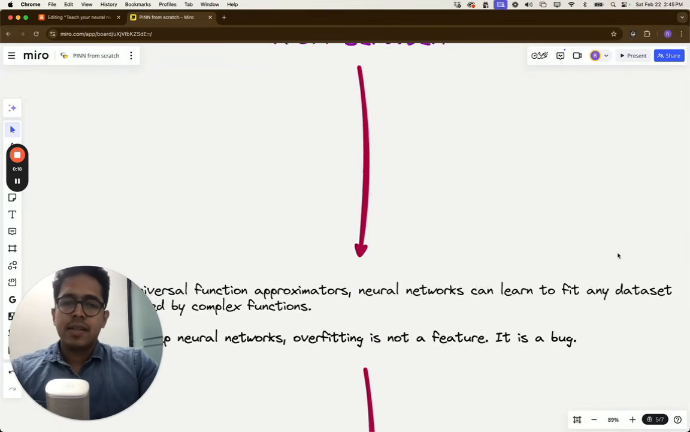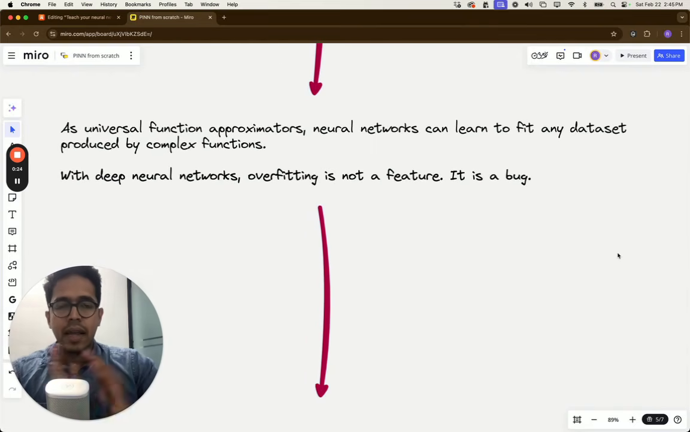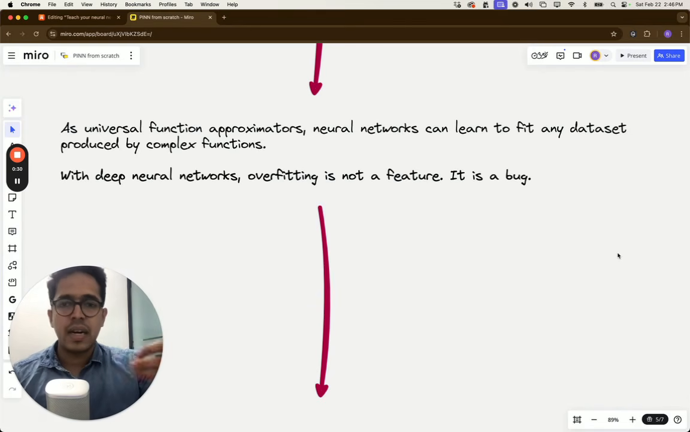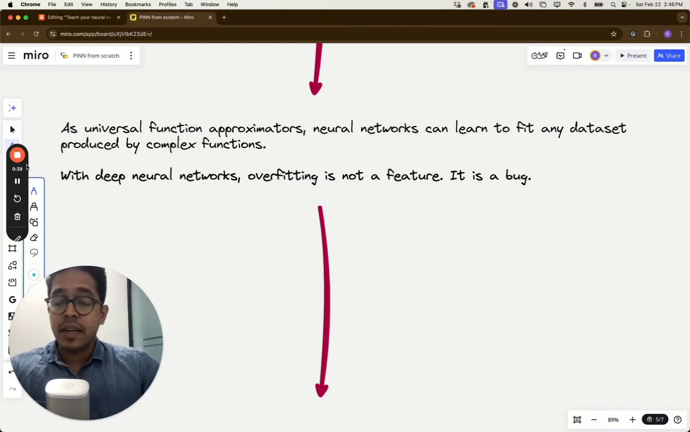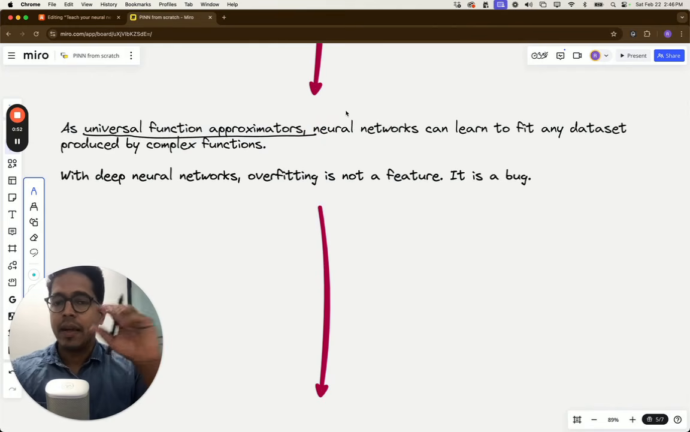So let us think about what neural networks do. Neural networks can learn any kind of data, even if the data is produced as a result of running a very complex function. And because of this, neural networks are also famously called universal function approximators. And there is even a theorem, which we have covered in a lot of detail in our channel, called the universal approximation theorem, which says that a neural network with just a single hidden layer and finite number of nodes in the hidden layer can learn pretty much any continuous function within a given range of input values.